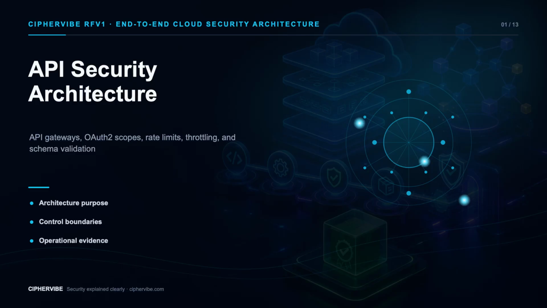Welcome to episode 20 of CipherVibe's end-to-end cloud security architecture course. API security architecture protects the contracts through which users, applications, partners, and services request cloud functionality. It defines who may call which operation, with which data, at what rate, and how failures are handled. We will connect its purpose, design boundaries, implementation path, failure modes, and evidence of effectiveness.